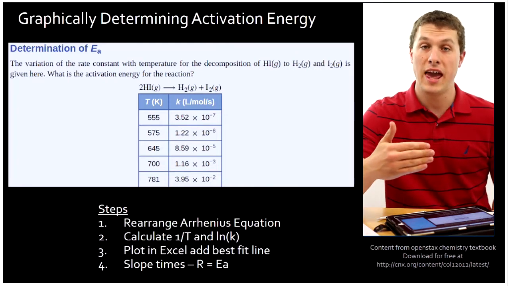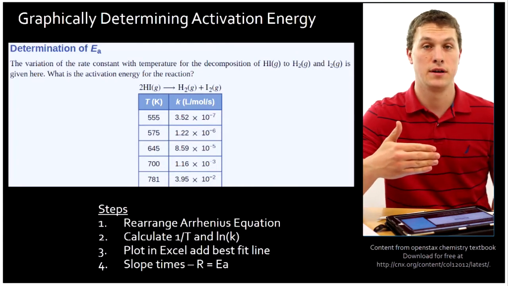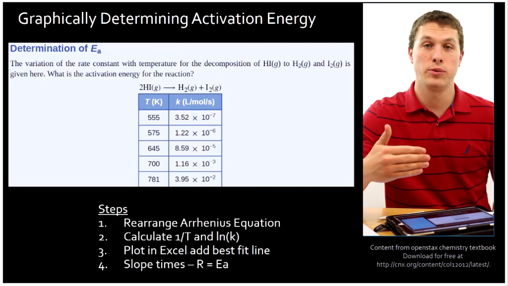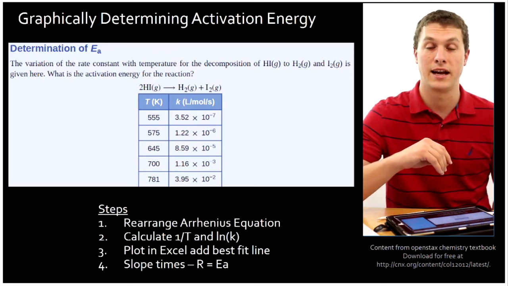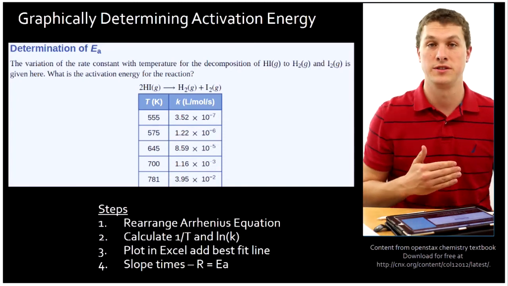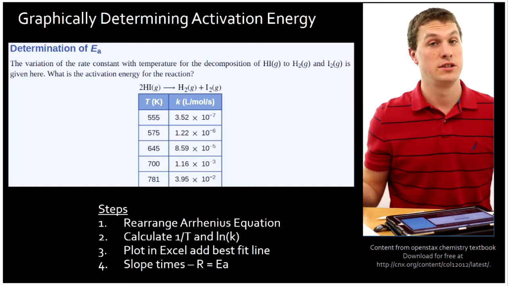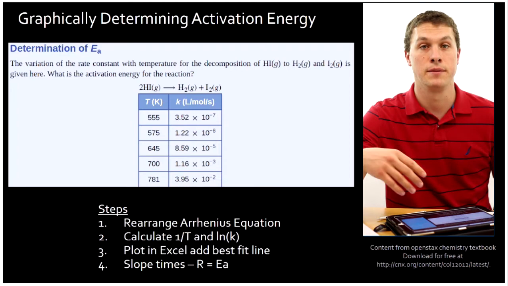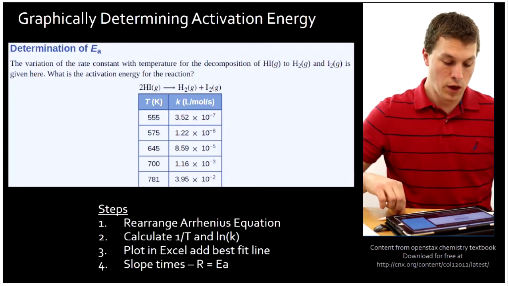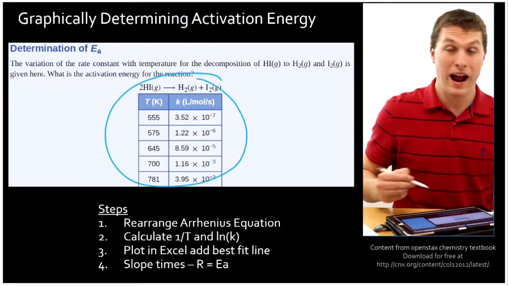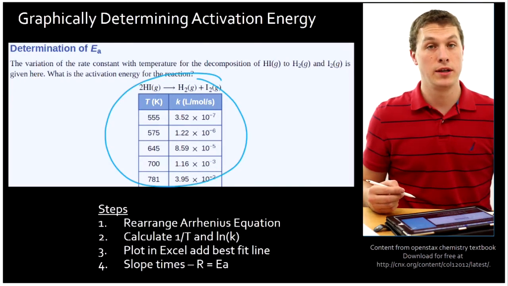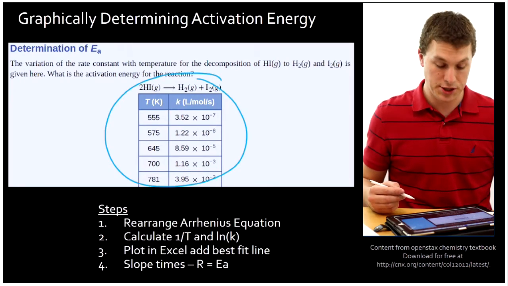If you have a whole big table of rate constants and temperatures, then usually what they want you to do is determine it graphically, and that's a more precise way to determine the activation energy. We've done a whole series of experiments to conclude our activation energy from, rather than just two, and that makes it more effective. So how do you do that? Well, if you've been given a whole bunch of data, we can graph that in Excel, and we can use a best fit line to figure out activation energy. How do we do that?